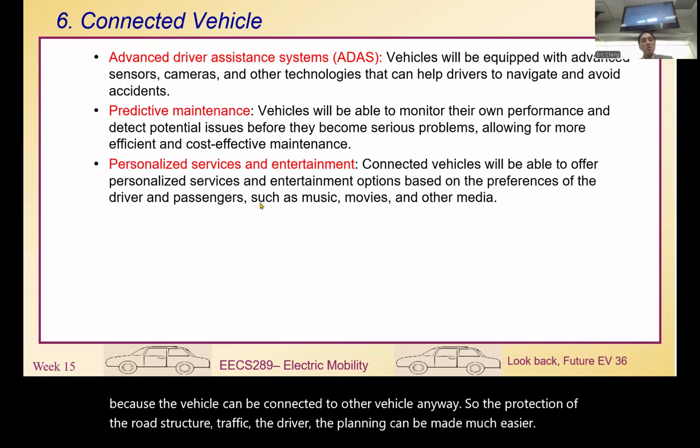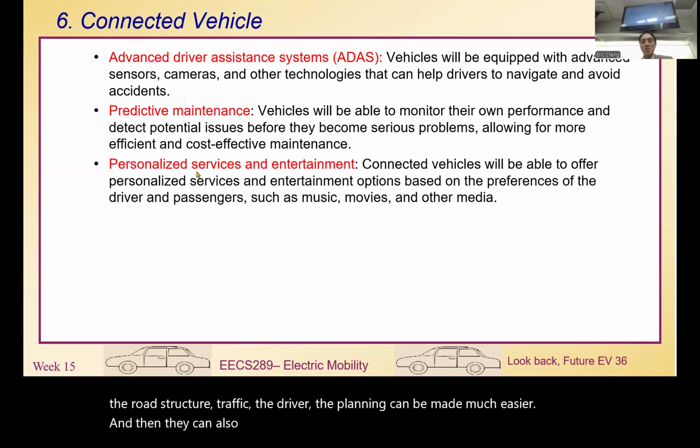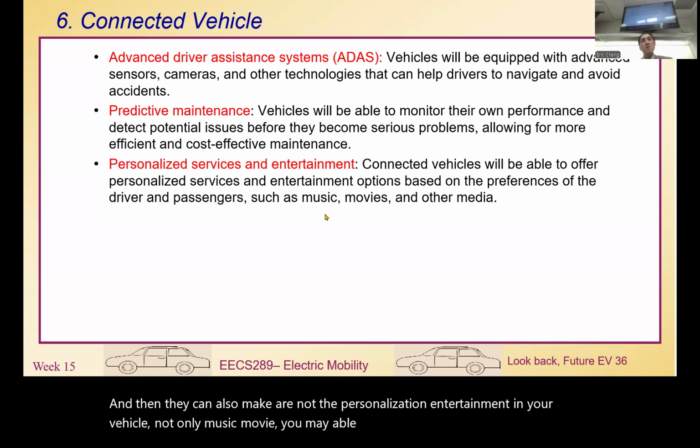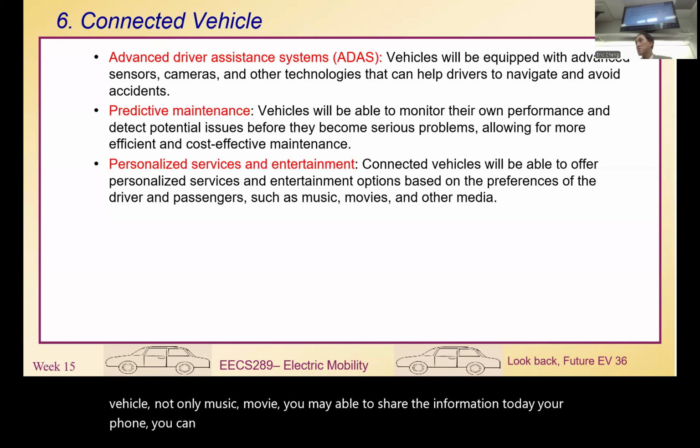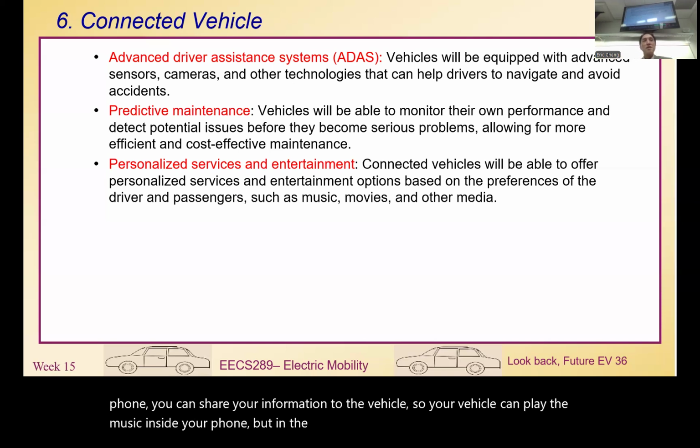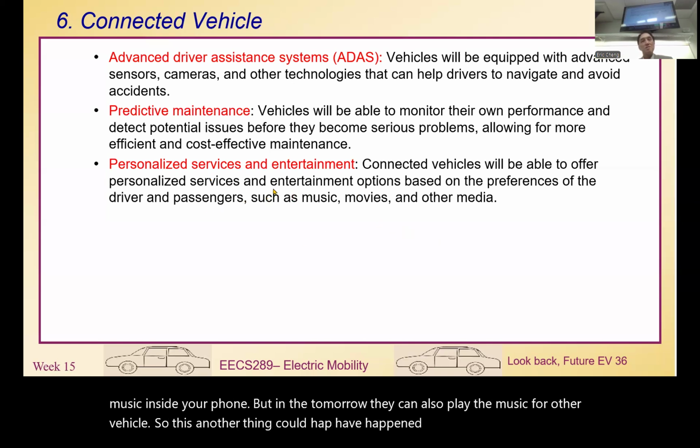And then they can also make a lot of personalization and entertainment in your vehicle. Not only music and movies, you may be able to share information. Today, you can share your phone's information to the vehicle, so your vehicle can play the music inside your phone. But tomorrow, they can also play the music for other vehicles. So a lot of things could happen, including many personalization and entertainment features among connected vehicles.